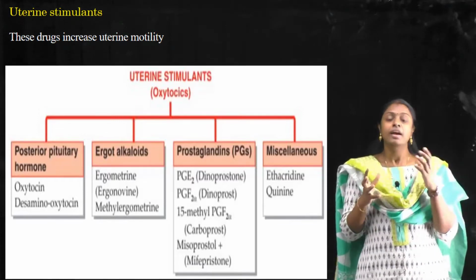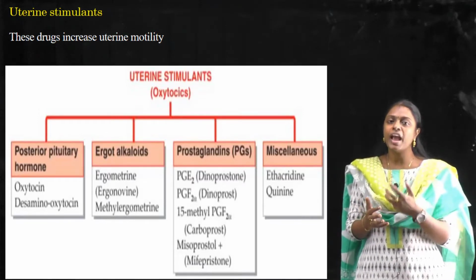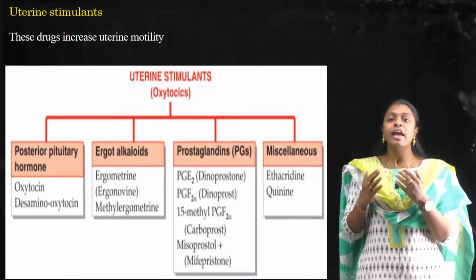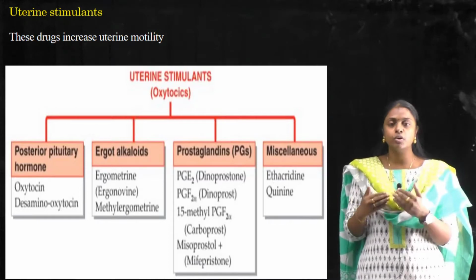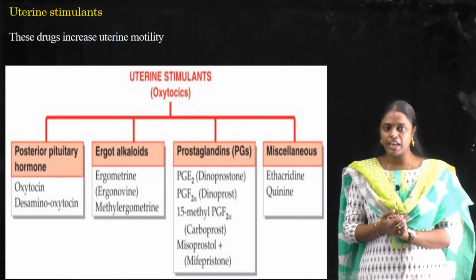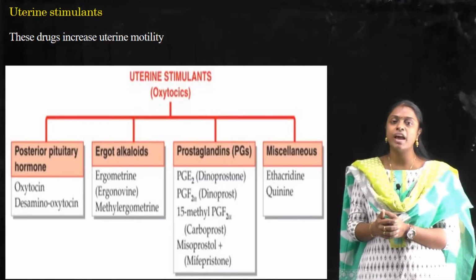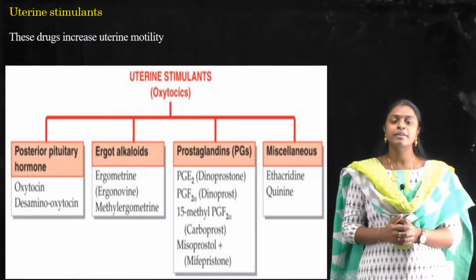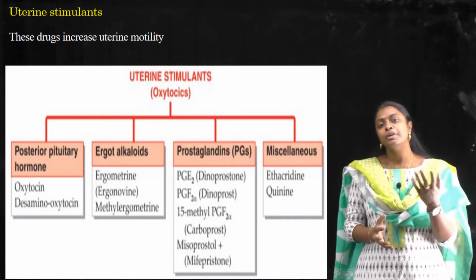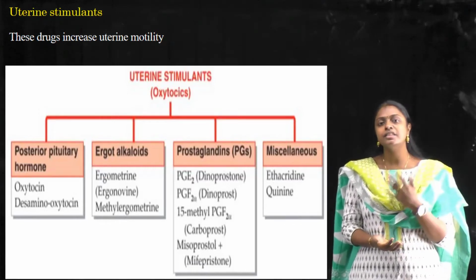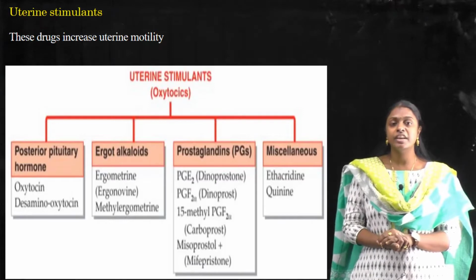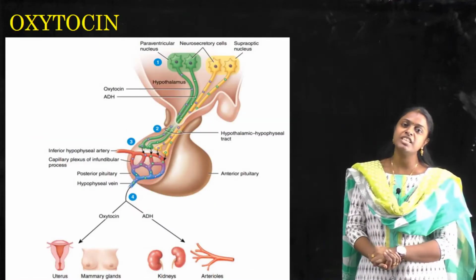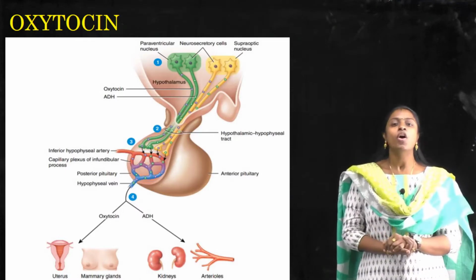If you see this ergot alkaloids, you will be having 2 drugs which are ergometrin and next one is methyl ergometrin. Next one is prostaglandins. In prostaglandins we have prostaglandin E2 and prostaglandin F2 alpha and misoprostol. Next one is miscellaneous drugs. In this the drugs are, first one is ethacridine, next one is quinine. So let's see the first drug which is our natural hormone oxytocin.